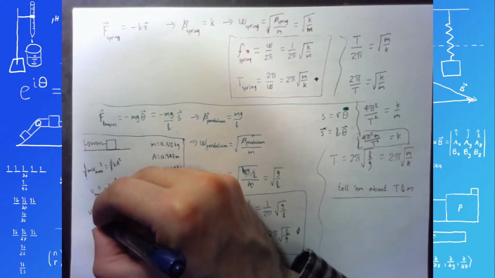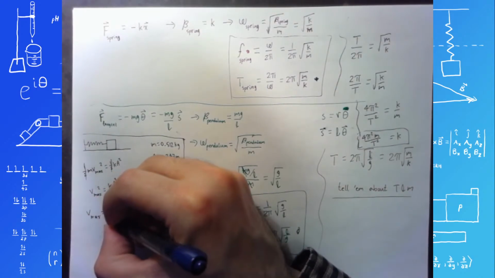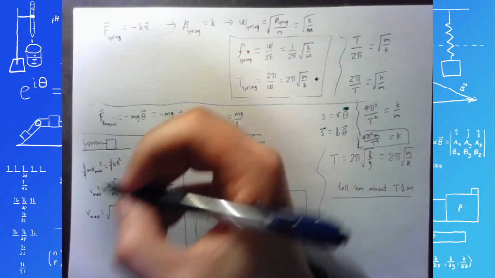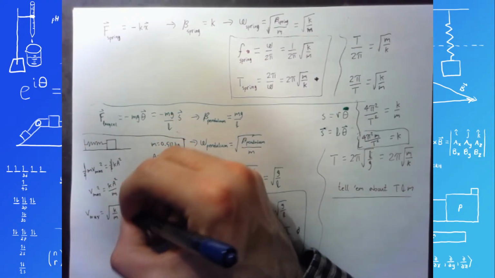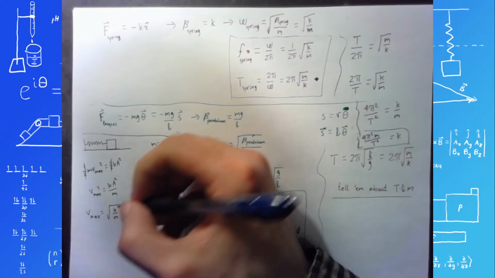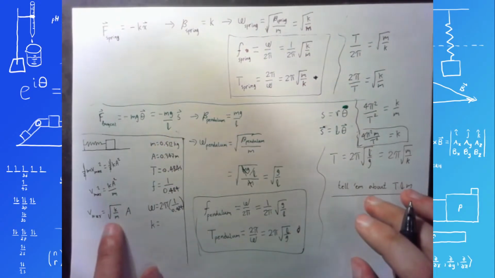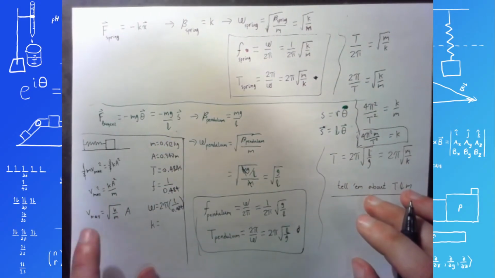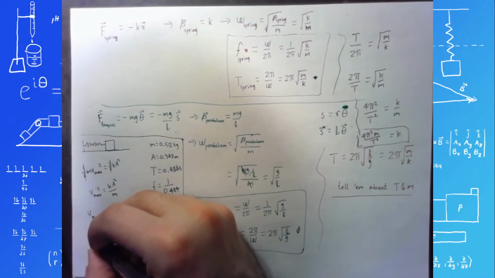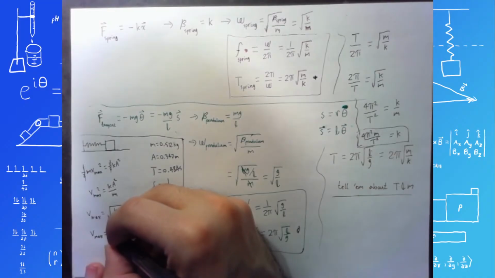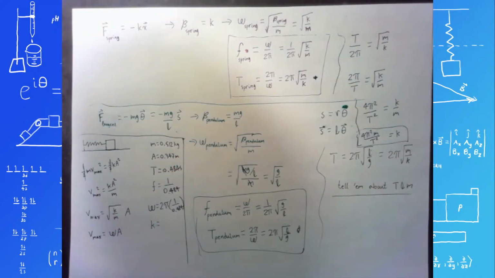So v max equals the square root of, oh, would you look at that? Square root of k over m times a outside of the square root. Square root of k over m, that's omega. So we could have just done omega times a to get v max. How about that?